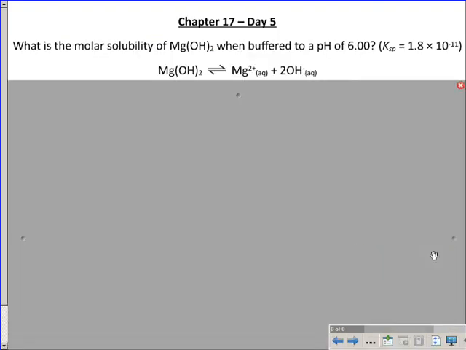And that's the final question from the chapter 17 practice problems, which is what we looked at in day 5. It says: what is the molar solubility of MgOH2 when buffered to a pH of 6.00?